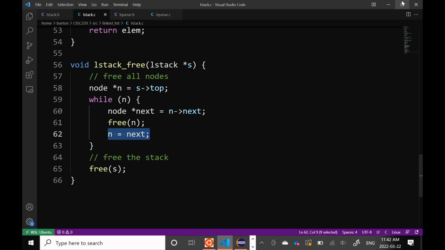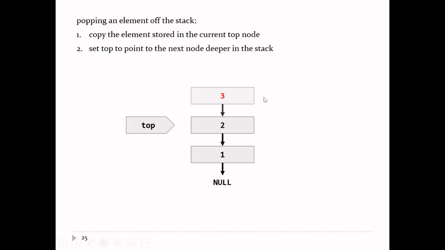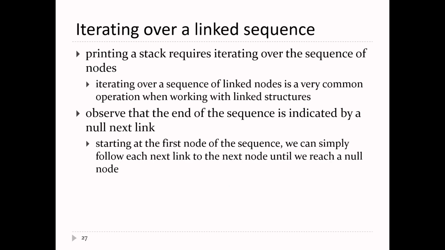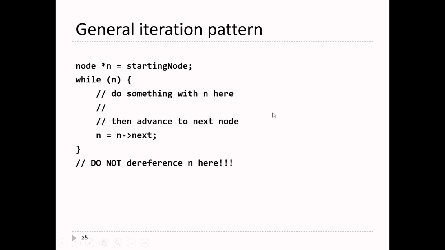Now, of course, you can add more functions if you want. For example, you can print or generate the string representation of a stack. If you wanted to print a stack, what do you have to do? Well, I have to iterate over the sequence of nodes. The general iteration pattern is as follows, exactly the same as I just showed you. You start out with a pointer to a node that points at some starting node, usually the top node. While that node's not null, do something with the node, then advance the node. So n equals n next.